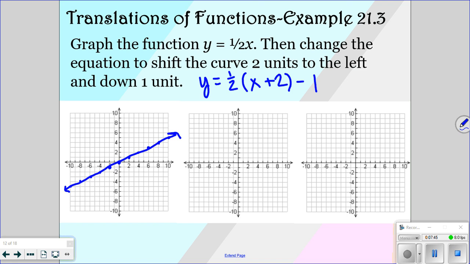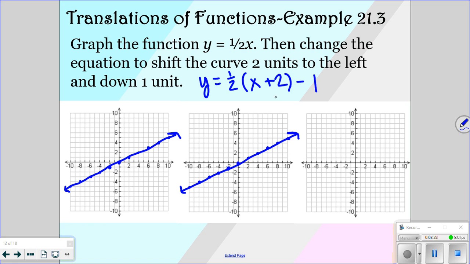Okay? So if you graph it, instead of starting at the origin, we're going to go to the left 2 and down 1. But then we're going to do a slope of 1/2. And we're back at the origin. So what do you notice about the line? Hopefully you're noticing that it's the exact same thing.